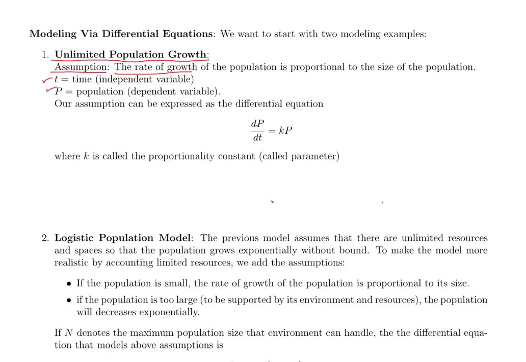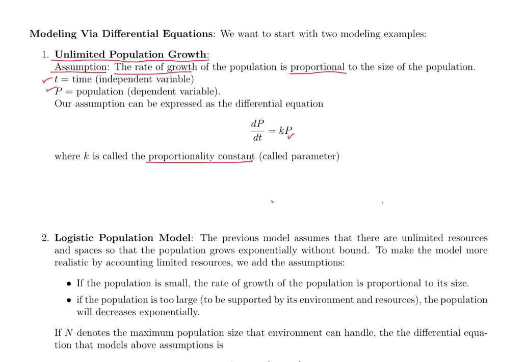So dp on the left hand side, you can see this is the derivative of population with respect to time t, and from calculus we know that the derivative of a function is the rate of change. So the left hand side is the rate of growth of the population, and this growth rate is proportional to the size of the population. So p means the size of the population, and k is a constant which is called a proportionality constant.